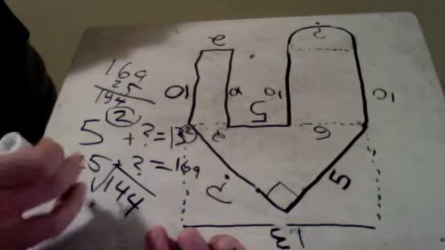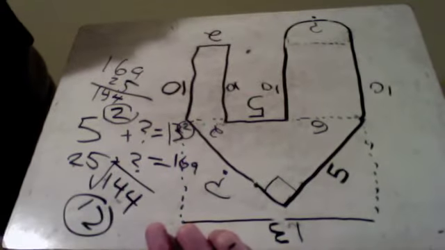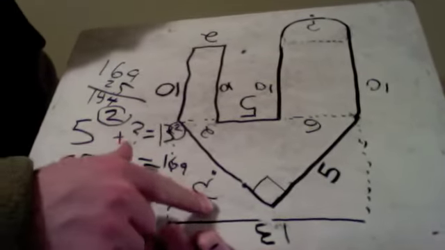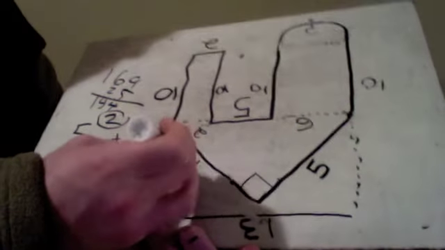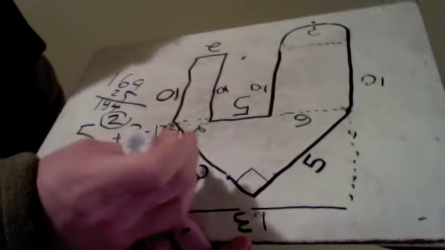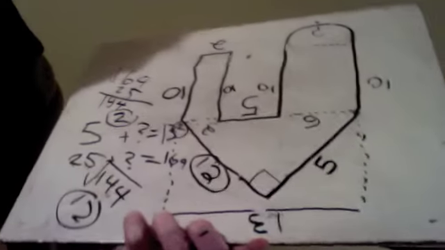The square root of 144 is 12. So our missing side here is going to be 12. And again, like I said, it's not exactly proportionally correct, but not a big deal. We've got 12 right here.